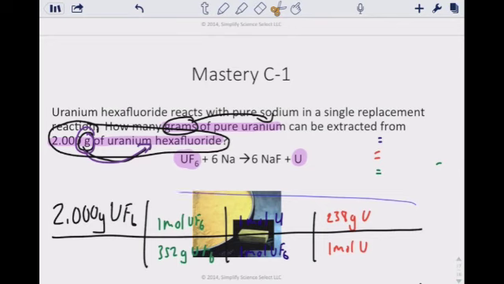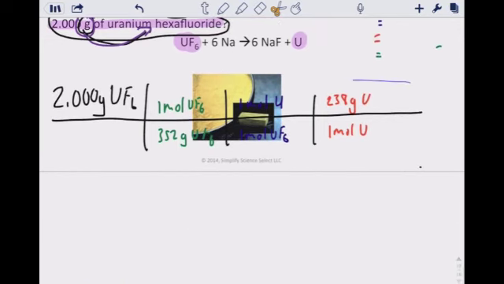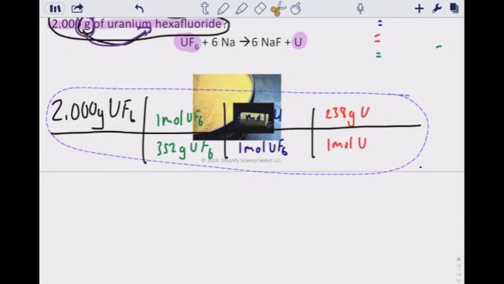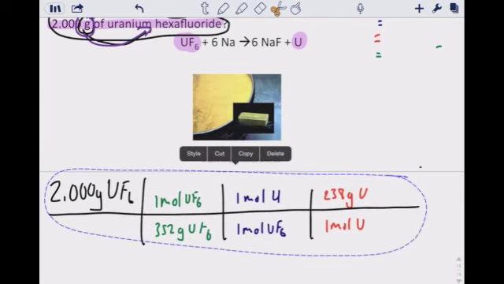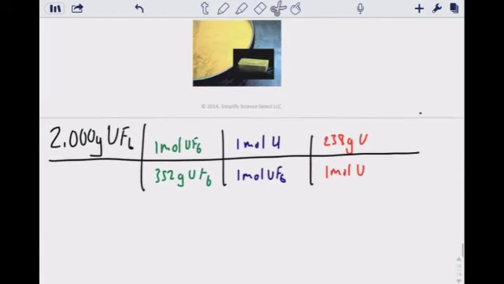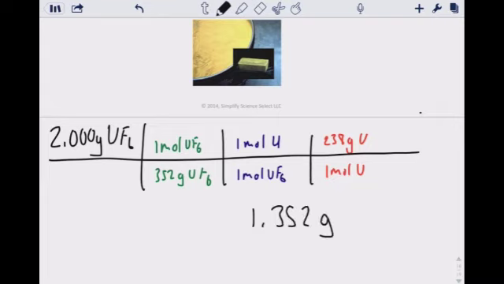Kind of pull the whole thing a little bit farther down so you can see it, because the picture's a little bit in the way. So we have everything set up all nice and neat, and then all we do from here is multiply 2 times 1 times 1 times 238, all divided by our 352, and what we see is we'll get 1.352 grams of pure uranium.